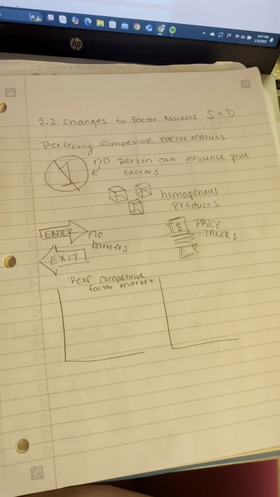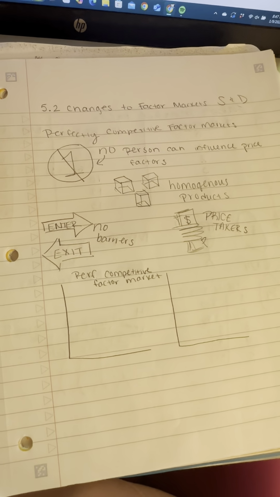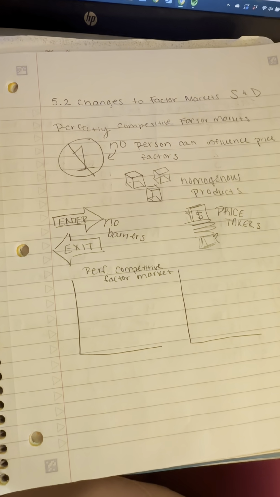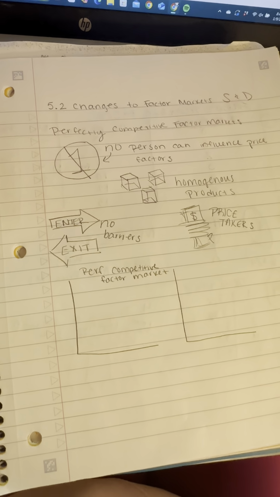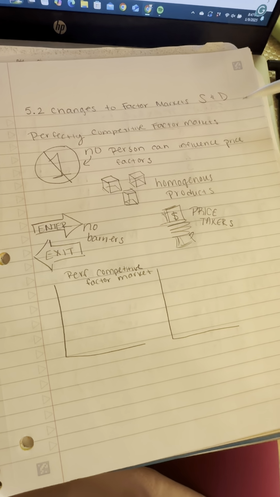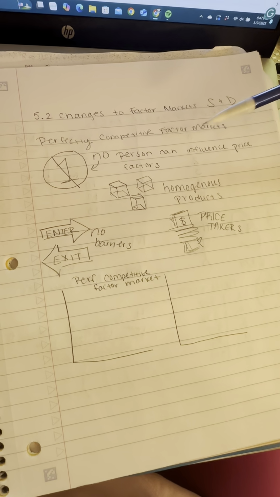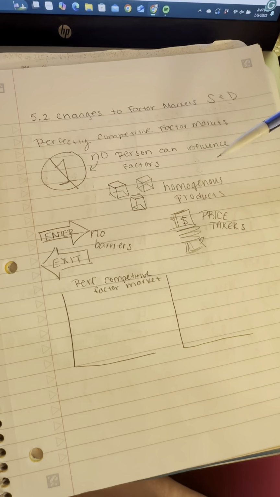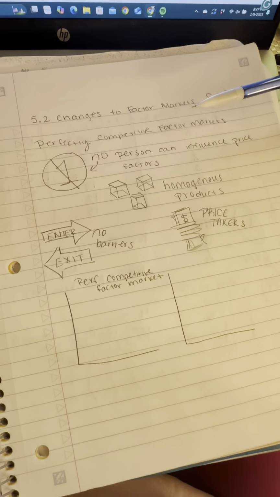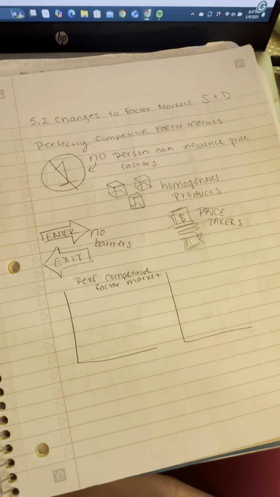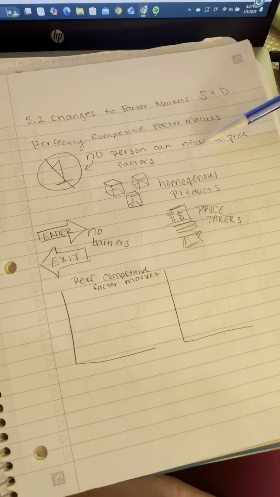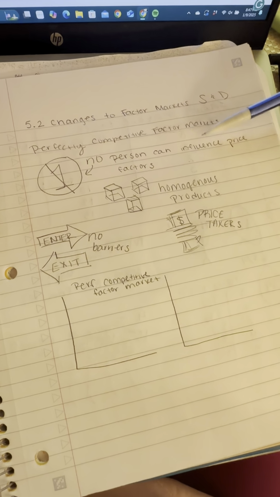Okay, moving on to 5.2, changes to factor markets, supply and demand. Explaining the characteristics of perfectly competitive factor markets. Essentially, the main characteristics of these factor markets are that there are many buyers and sellers, so there's no single entity controlling the market. So no one person can influence it.